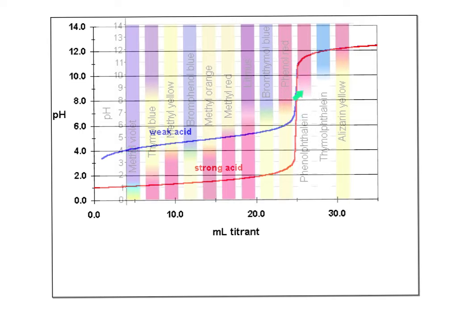There's less of the spike, but we definitely want to pick something that's going to change color at the midpoint, right? So phenolphthalein would probably work, but something like methyl red is not the best choice because it's going to be changing at a pH down here on the graph.